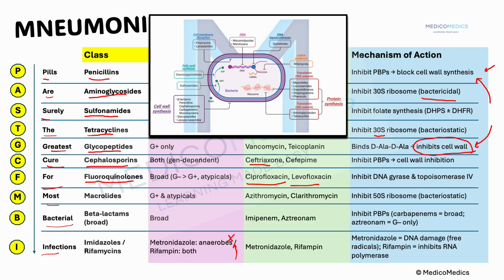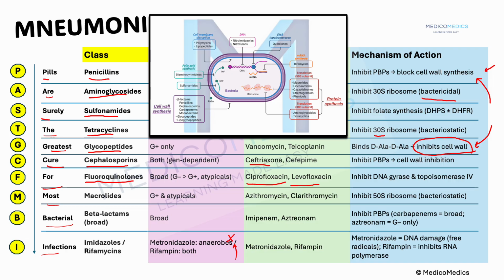Now they have a strong gram-negative and some gram-positive coverage, plus atypicals. For example, ciprofloxacin covers Pseudomonas, while levofloxacin adds respiratory pathogens as well. But be cautious, these drugs can prolong the QT interval, can cause tendon rupture, and are avoided in pregnancy and children due to cartilage toxicity.